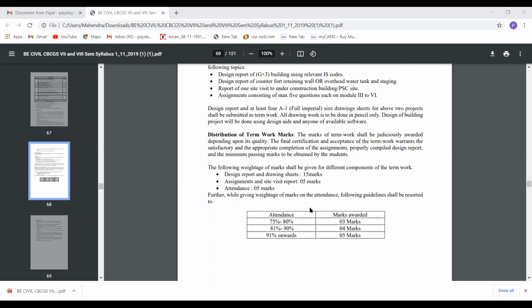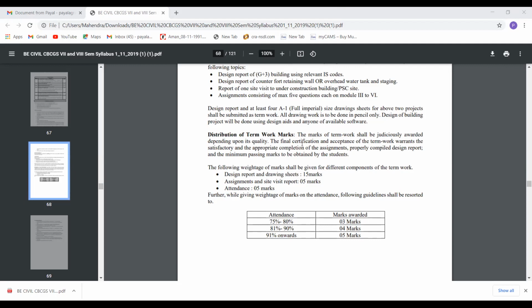As you can see over here, for 75 to 80% attendance you will get 3 marks. For 81 to 90%, 4 marks are allotted. And for 91% onwards, 5 marks are allotted, as per the syllabus prescribed by Mumbai University.